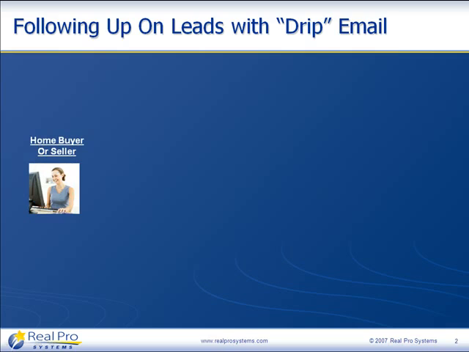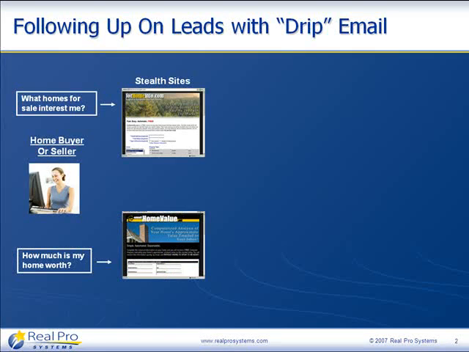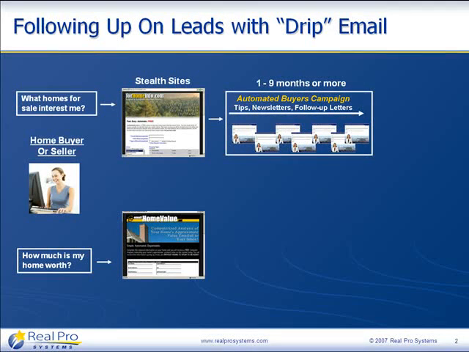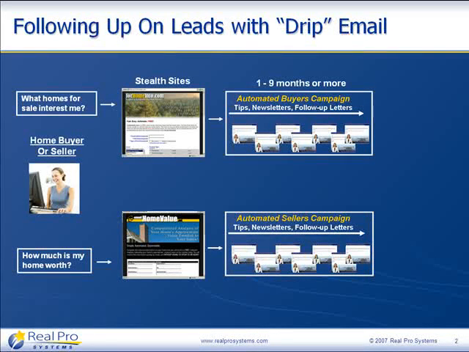Suppose you've attracted a lead to one of your Real Pro Gold stealth sites, either a home buyer who's interested in finding what homes are for sale that interest her, or a home seller who's curious about how much her home is worth. Once registered as a lead, they are automatically and immediately enrolled in the appropriate drip email campaign. So buyers naturally would go into a buyer's campaign and sellers into a seller's campaign. These sequences of letters, these campaigns, are created by Real Pro systems and can be used out of the box as they are. Many agents do so, but others prefer to customize them, and so the content of each message and the frequency at which they are sent out is all up to you.